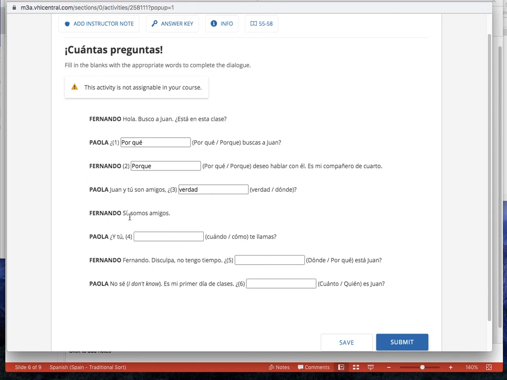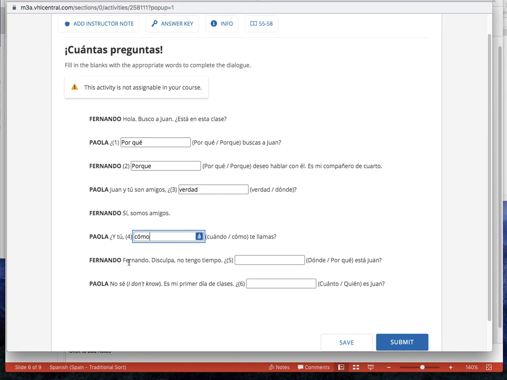Muy bien. Fernando dice, sí, somos amigos. Paula dice, ¿y tú? Blank te llamas? And everyone should know this one because we know how to ask someone's name. So pause, and we're back. Of course, it's cómo, right? We put the accent in here over the O. ¿Cómo te llamas? Muy bien.